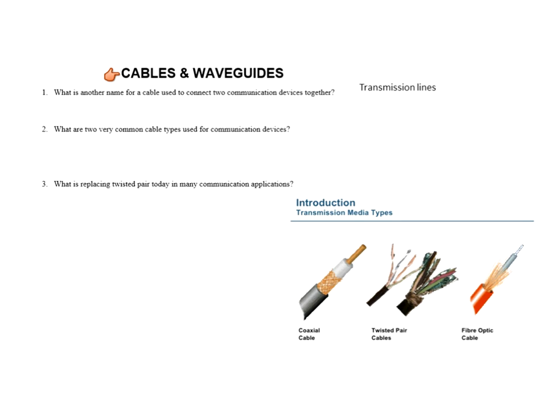Another name for a cable that is used to connect two communication devices together is transmission line. Transmission line is another name for a cable connecting two communication devices together. Boy, do you remember all this from 5th quarter? I hope so. I hope your teacher covered this in 5th quarter.